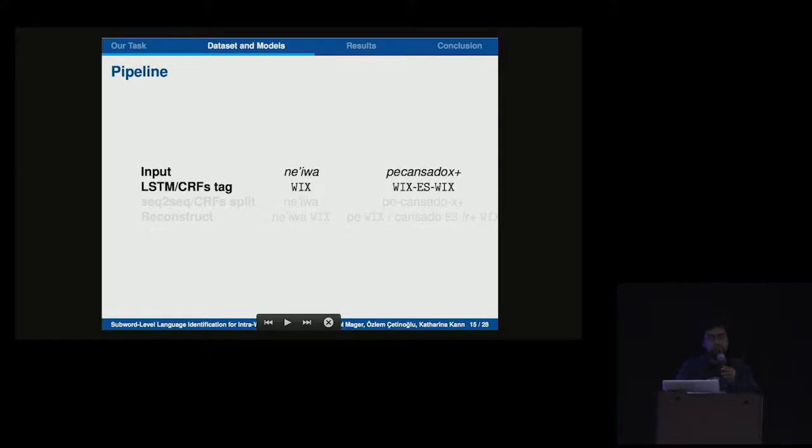Then we have the pipeline approach. First, we use an LSTM or a CRF to tag each word. In this case, the composed word should be tagged as Wixarika, Spanish, Wixarika.